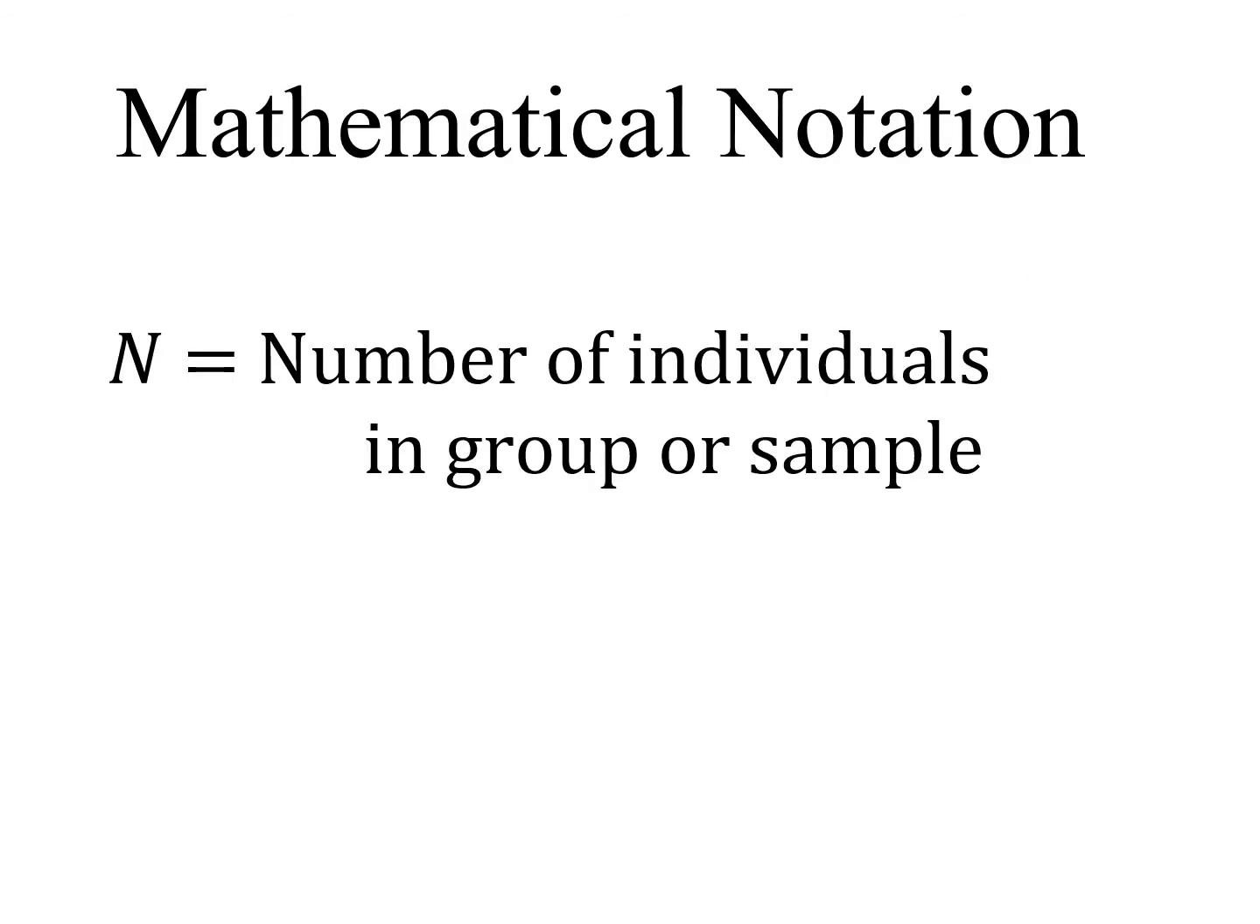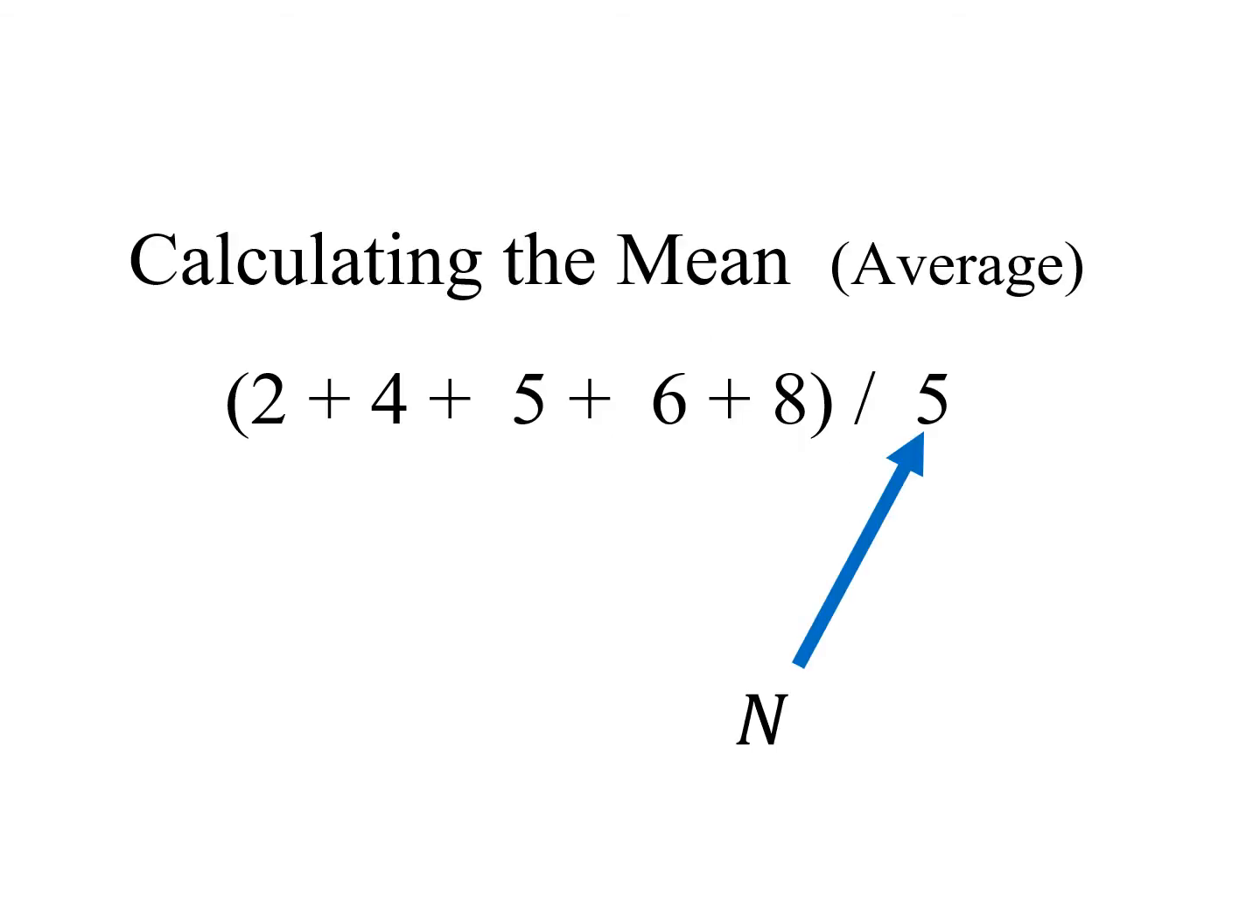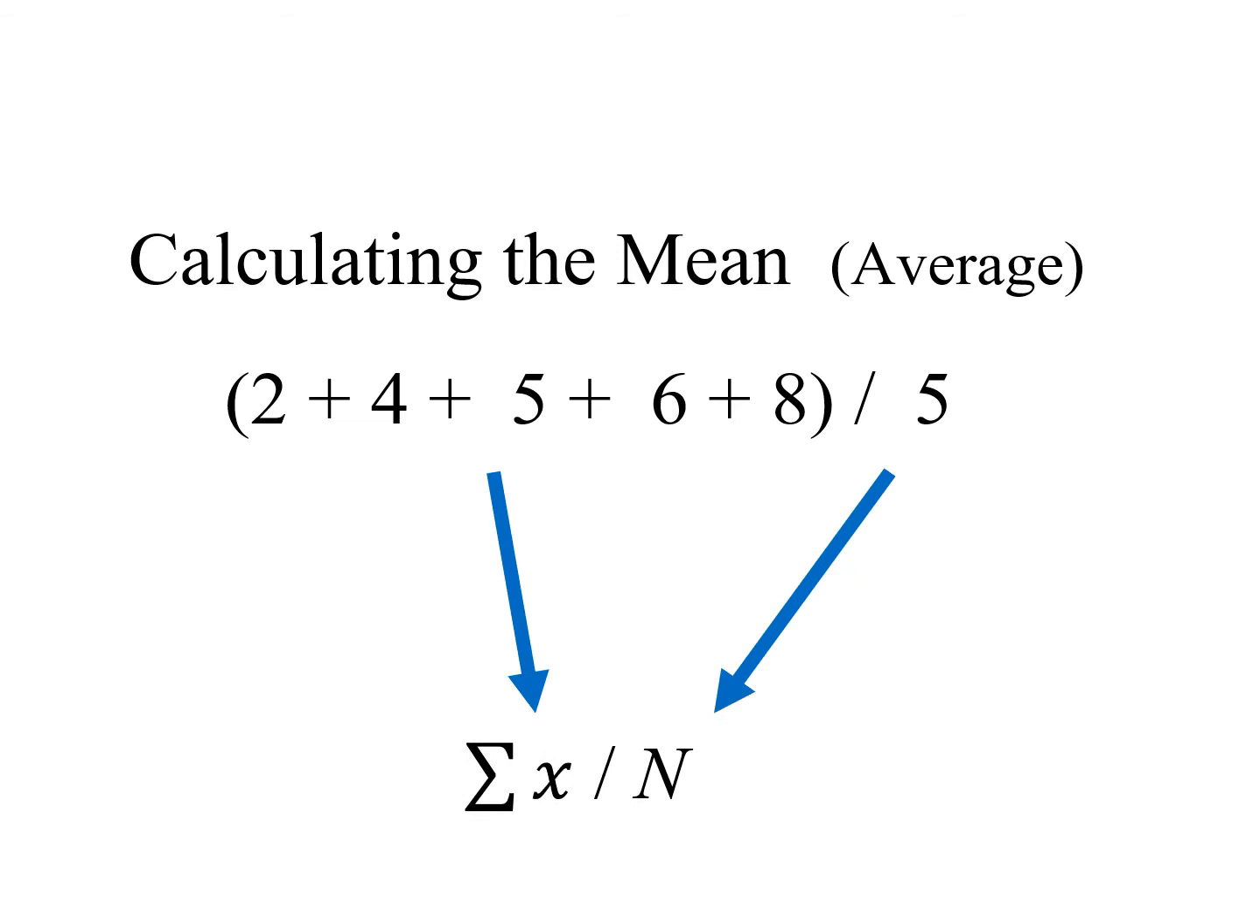The next mathematical symbol is N, the capital letter N. N means the number of individuals in a group or sample. So in our example here, n would be equal to 5. And as we said before, sigma x is the symbol for 2 plus 4 plus 5 plus 6 plus 8. So if we write sigma x divided by n, that means the same thing as the formula listed here. Using the mathematical notation allows us to write the formula very quickly.